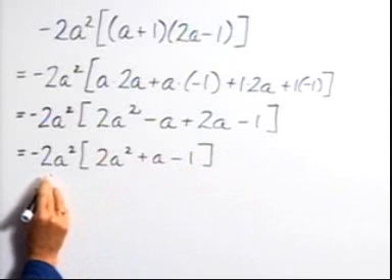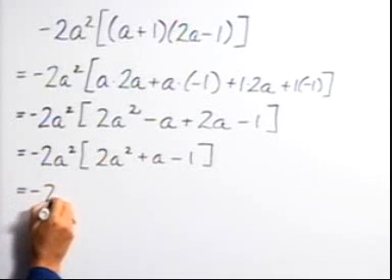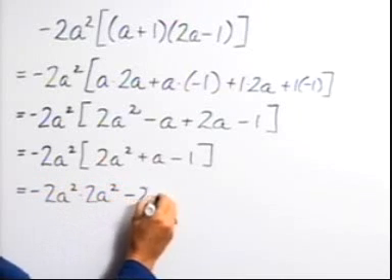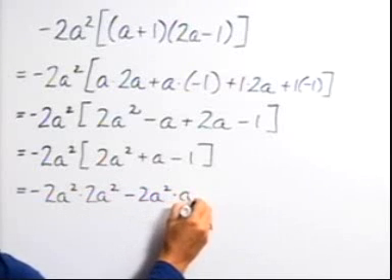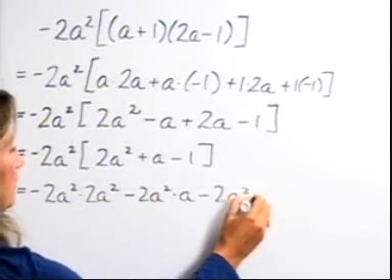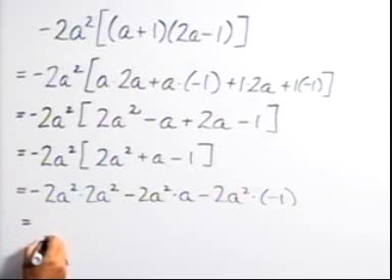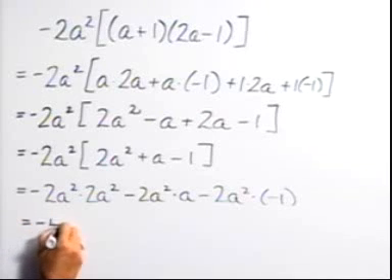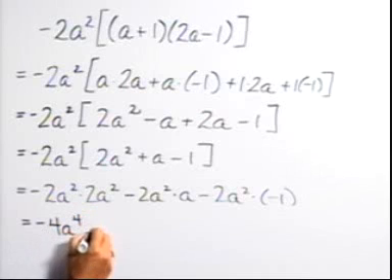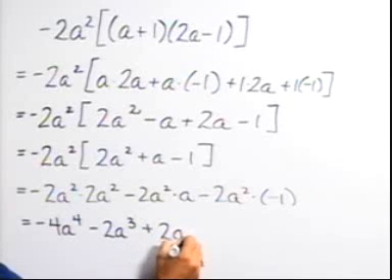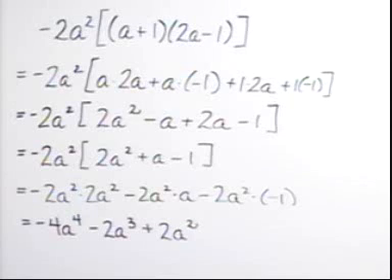Now we'll distribute the negative 2a squared, and that gives me negative 2a squared times 2a squared, minus 2a squared times a, minus 2a squared times negative 1. Multiply the coefficients and add the exponents. Gives me negative 4a to the fourth, negative 2a to the third, and positive 2a squared, for a final answer of negative 4a to the fourth minus 2a to the third plus 2a squared.